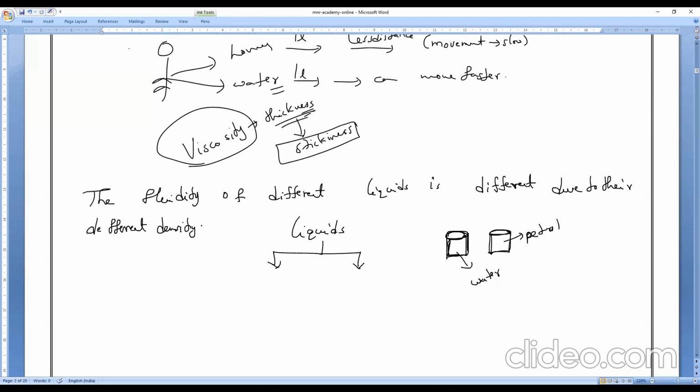Now you tell me, if I put them outside in open containers, after 10 minutes I come and see. Whose volume remains the same and whose volume is less? I take 1 liter of petrol and 1 liter of water. Sir, the petrol will evaporate. Yes, petrol will evaporate, but which is evaporating easily? Water also will evaporate, correct? Yes, sir. Yes or no?